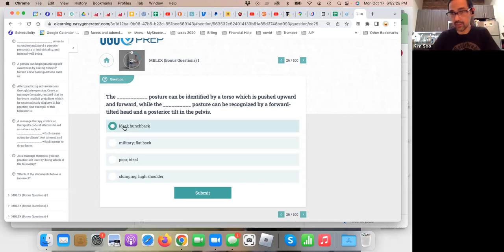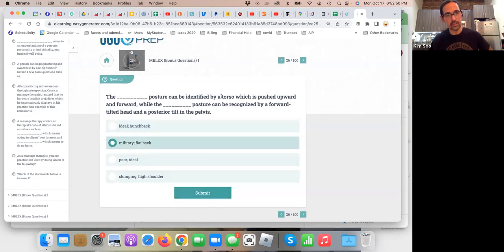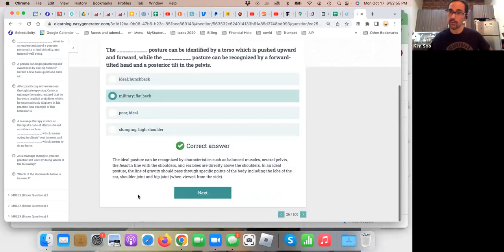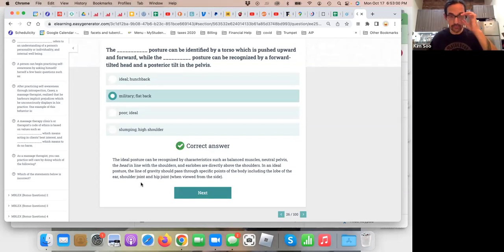Then let's read the sentence with ideal. The ideal posture can be identified by a torso which is pushed upward and forward, while the hunchback posture can be recognized as a forward tilted head posture and a posterior tilt in the pelvis. It sounds like hunchback. Okay, let's try military, which sounds like an upward and forward torso. And that is correct. A flat back. Okay, this is good to know. Let's figure this out here.